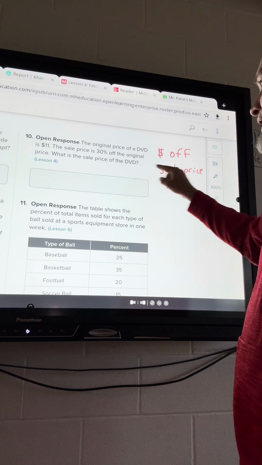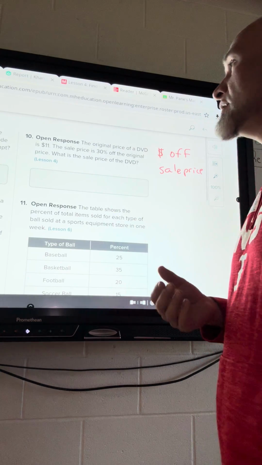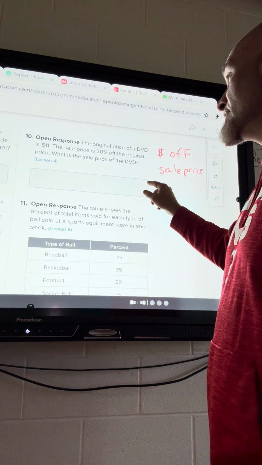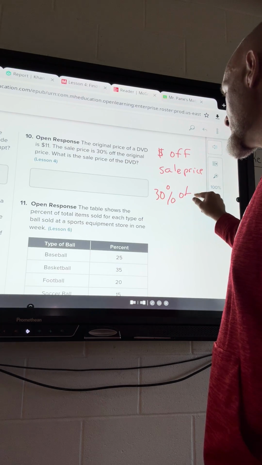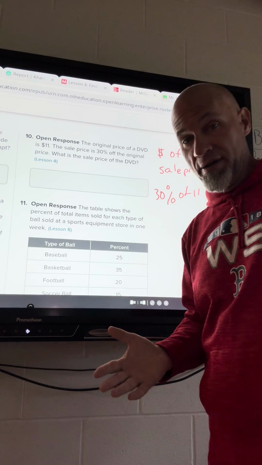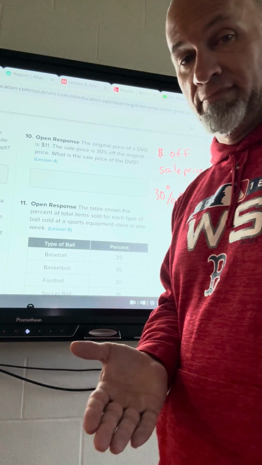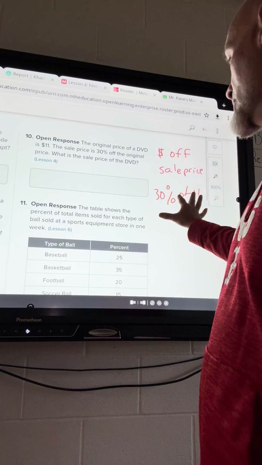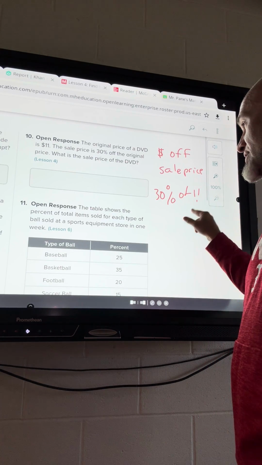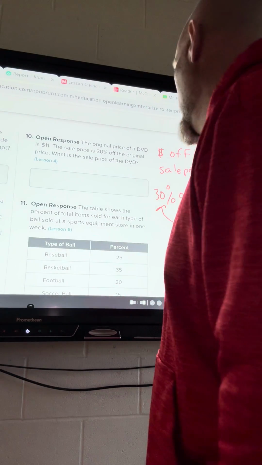So you know that the sale price is 30% off. So you want to find 30% of 11. You have to figure out what 30% of 11 is first. And then once you figure that out, that's going to be the amount that you have off of the original price. So what would the sale price be? All right, so you could do this with a table, or you could just change 30% to a decimal. That's up to you. I'll leave that up to you. All right, last one, number 11.